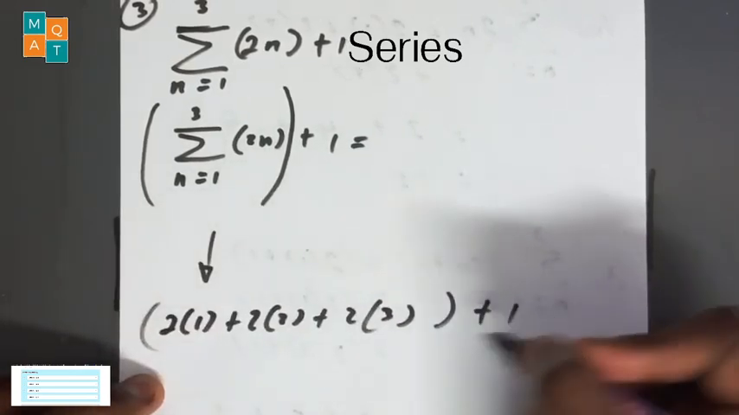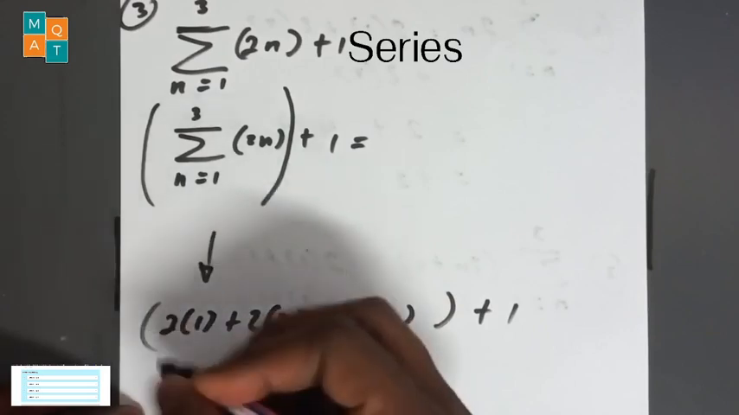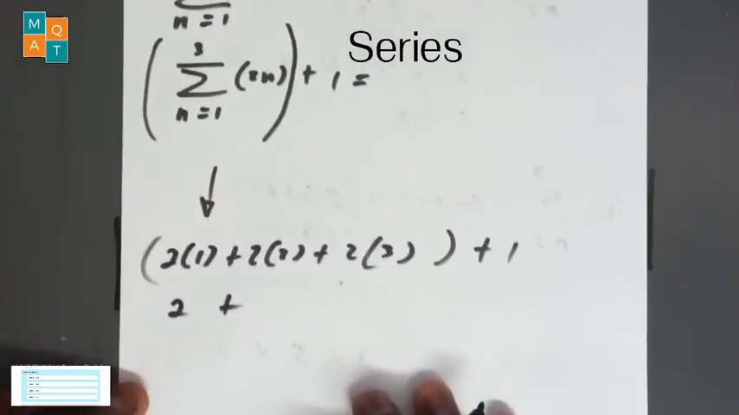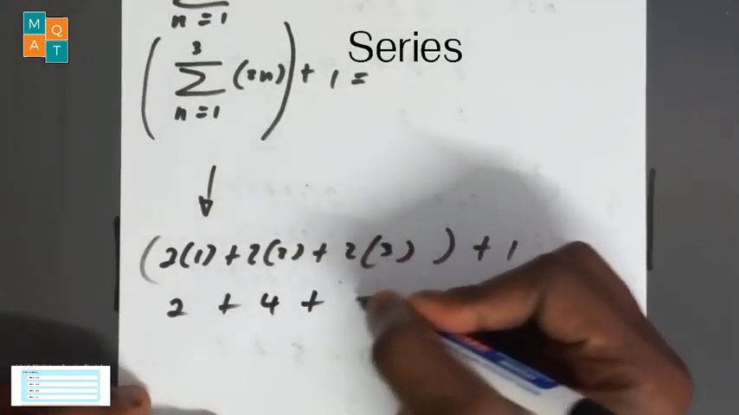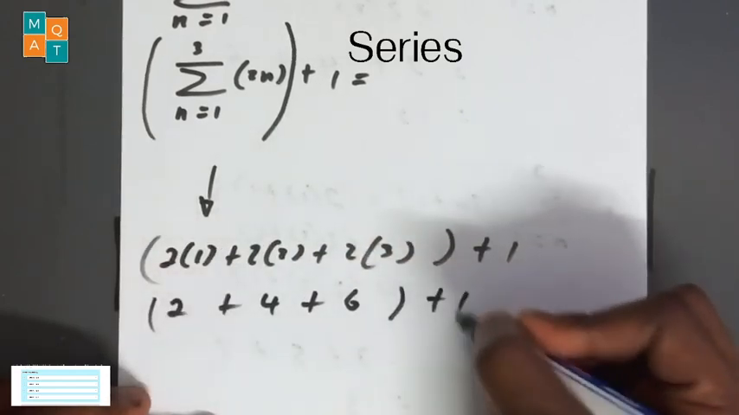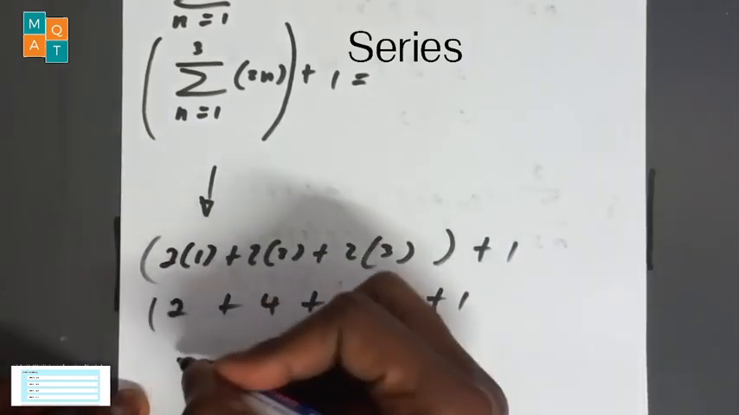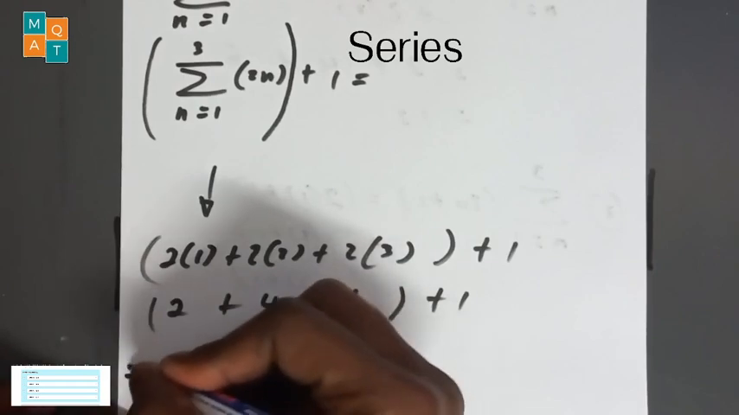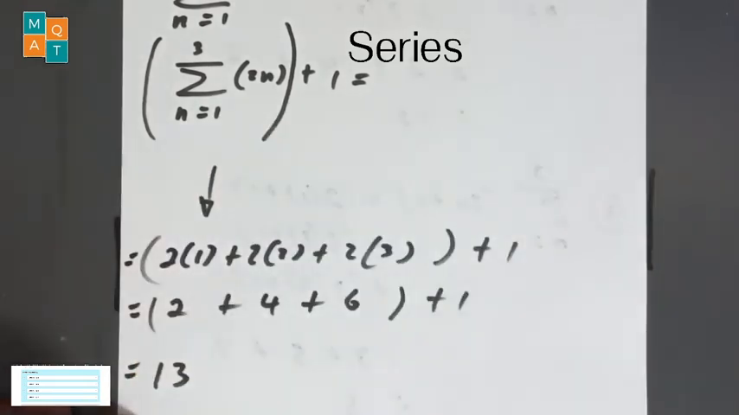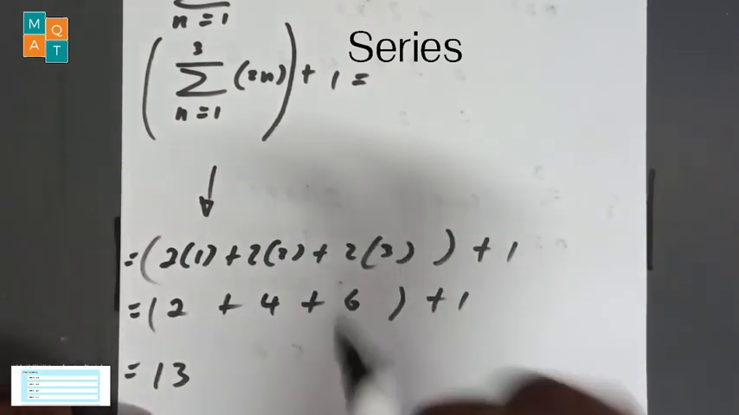2 times 1 is 2. 2 times 2 is 4. 3 times 2 is 6. Plus 1. 2 plus 4 is 6, plus 6 is 12, plus 1. This is 13. Now you can see that this answer is not the same as the previous answer we got, and the reason is that we actually shifted the bracket.